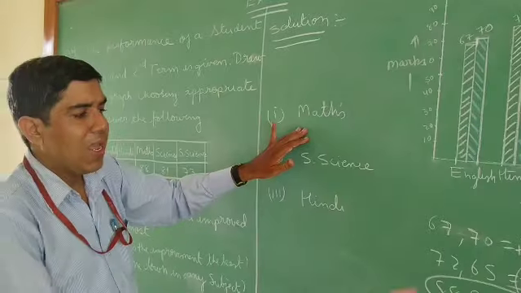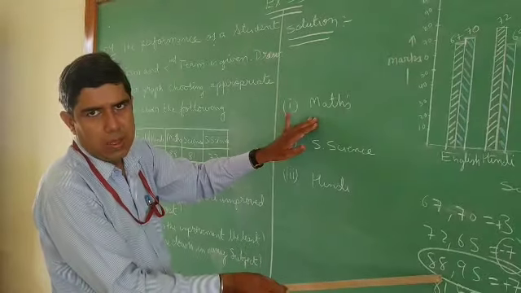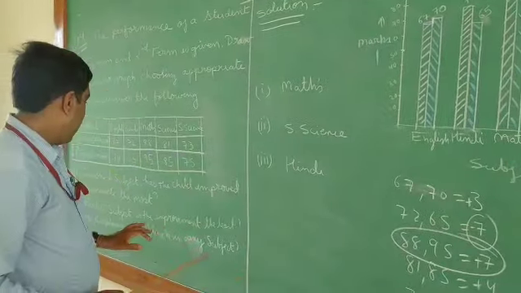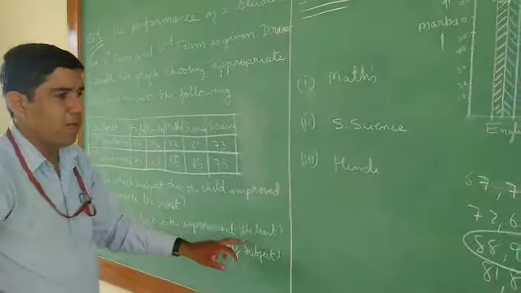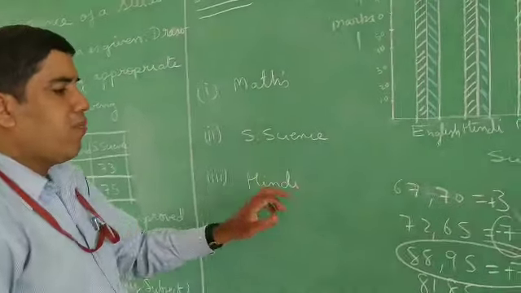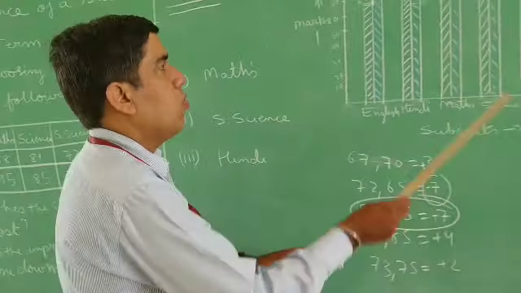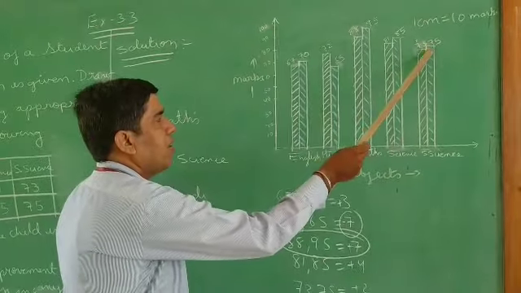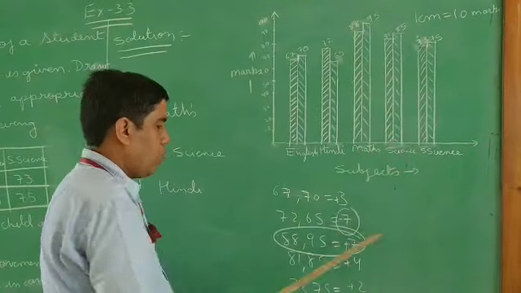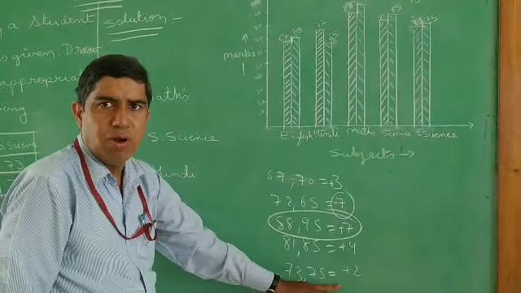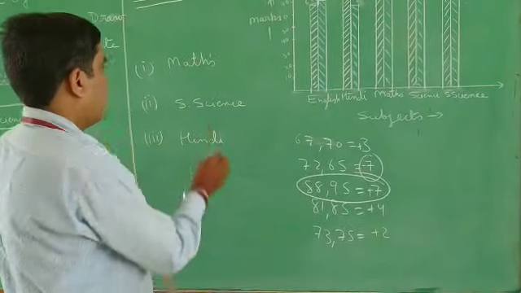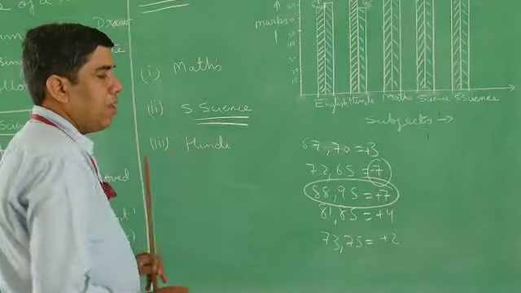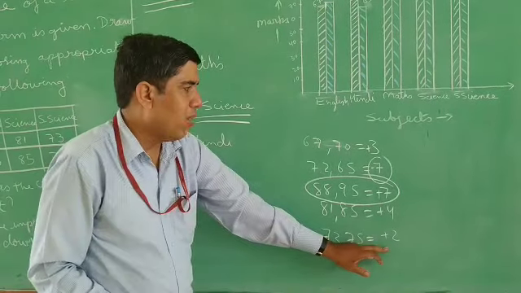Understood here? Like this we have to see. Now, second part: in which subject is the improvement the least? Now you can see which subject improvement is the least. So you can see improvement is there. It is in social science, because you can see this improvement is only of 2 marks. Right? So it is social science.